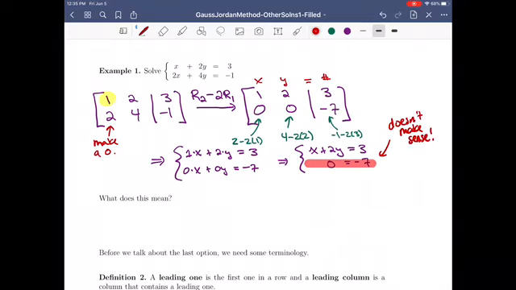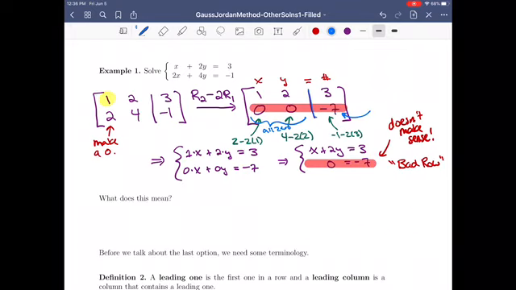So what I think of when I see a row like this, I call it a bad row. And what it looks like in the matrix is like this. What's special about it is that on this side of the line, it's all zeros, and the number that's on the other side is not 0. So that's what it means to be a bad row.